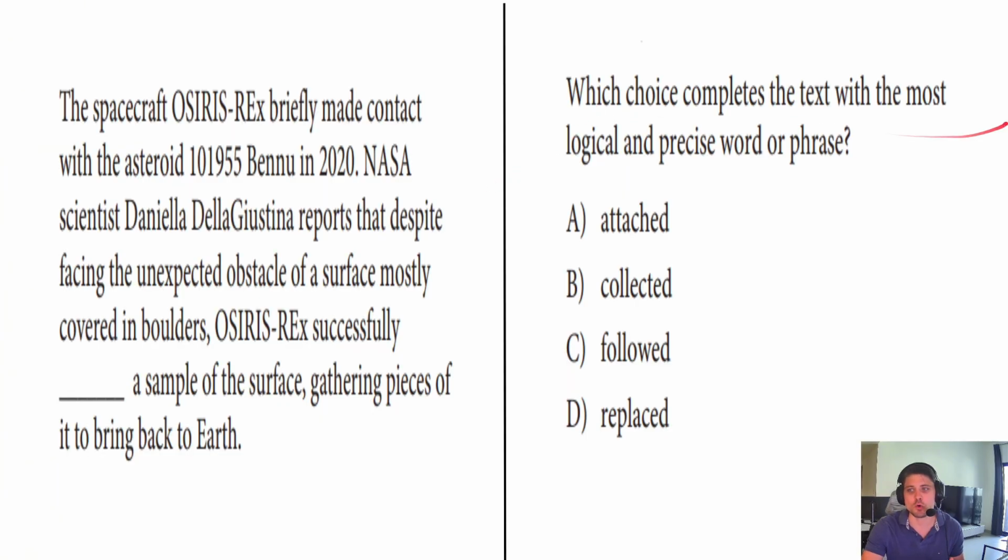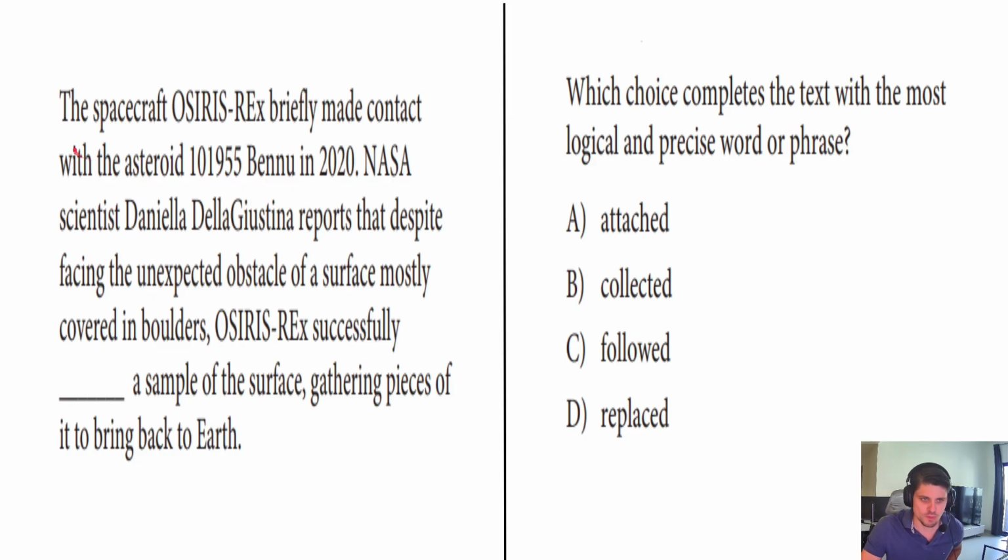90% of these are worded just like this. Which choice completes the text with the most logical and precise word or phrase? Ding, ding, ding. We know that's a vocab question just from the wording of the question. All right, so once you read the question, now let's go over to the text. Unfortunately, with the vocab questions, you have to read the entire text. There's going to be a hint in the text that tells us which answer choice to pick, but we don't know where in the text it's going to be, so we have to read the whole thing.